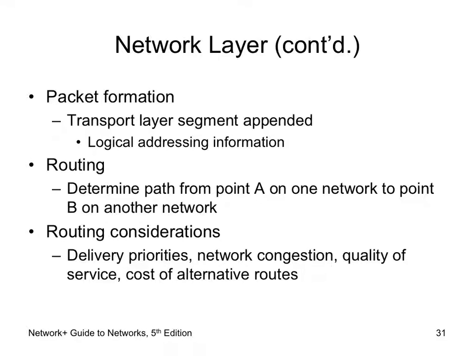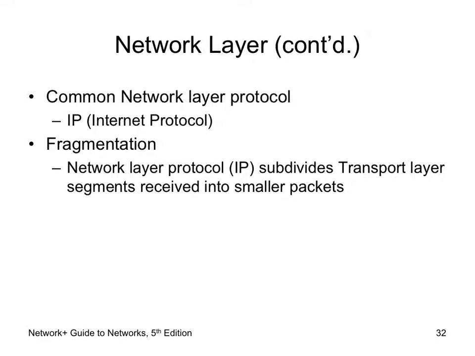But the route is determined by the internal router that's on that location, which in this case would be ours here, to determine how that data is going to be flowed, where it's going to go to immediately. And it looks at that time what the congestion is and what the fastest route is to get there. Routing considerations taken into play by the router would be the priority, network congestion, quality of service, and cost of alternate routes. And switches and routers are smart enough to determine all of that.